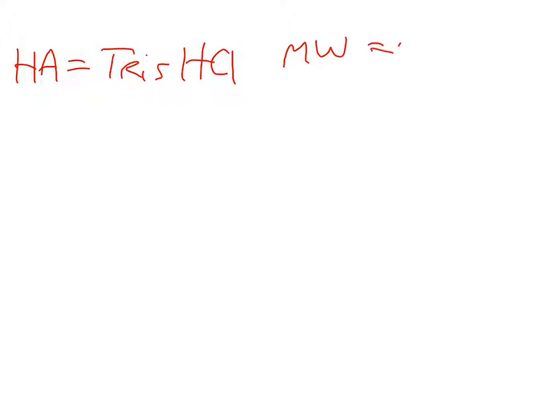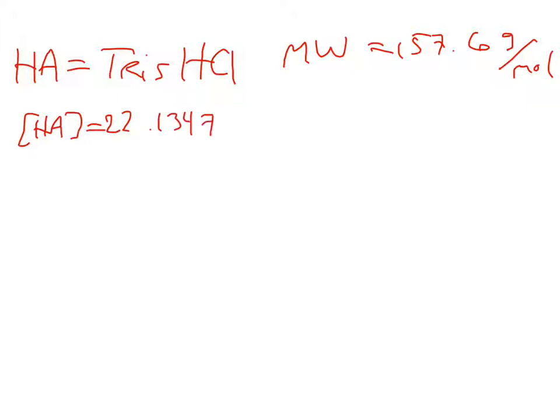Now to get our concentrations, we're going to want to start plugging in our concentrations. I'm going to start with HA, which is our Tris HCl. Okay? And our Tris HCl, we know, had a molecular weight of 157.6. That was given on the first slide. And that's grams per mole, of course, because it's a molecular weight. And we said that its concentration was 22.1347 millimolar.